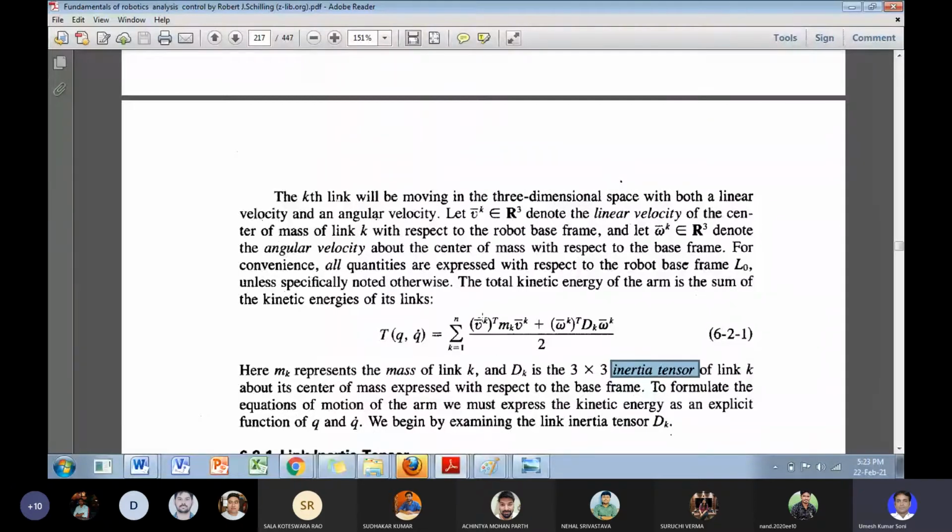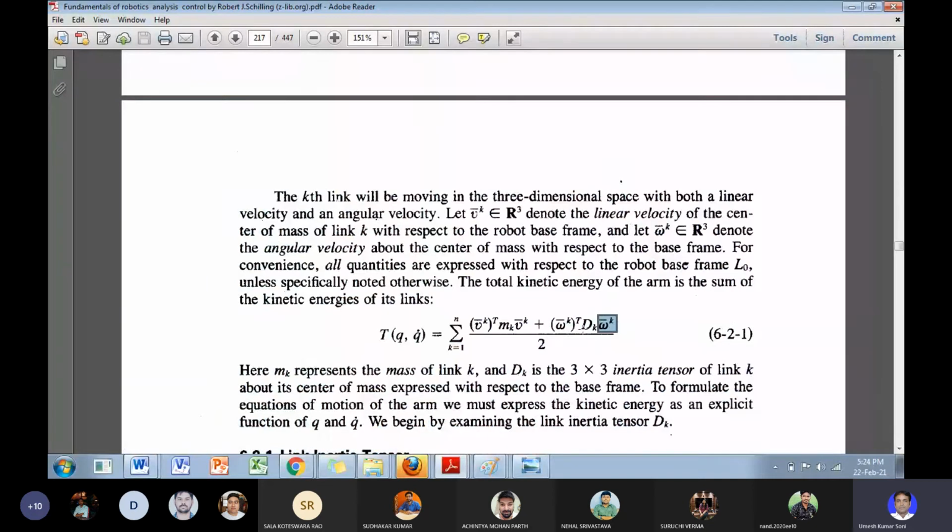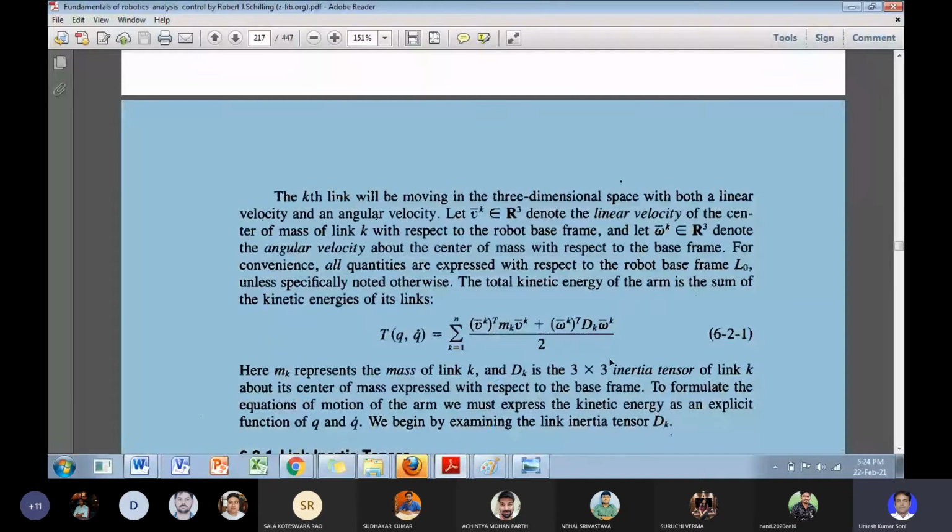So here we write 1 upon 2 mv square, because these are vectors, k varies from 1 to n, so v1, v2, v3, and omega 1, omega 2, omega 3. So this will be a vector, and multiplication of the same vector is done like this, the transpose into mk, then the vector. And again this is in terms of omega, and this is the transpose of the omega vector, and dk is a 3 by 3 inertia tensor.